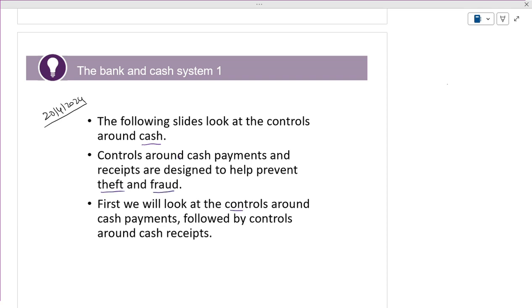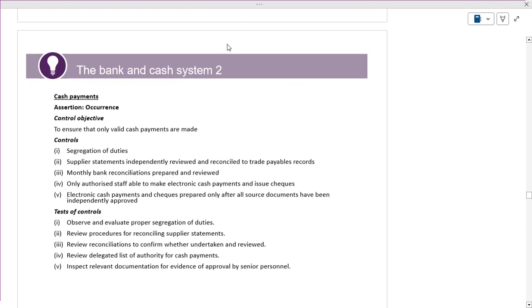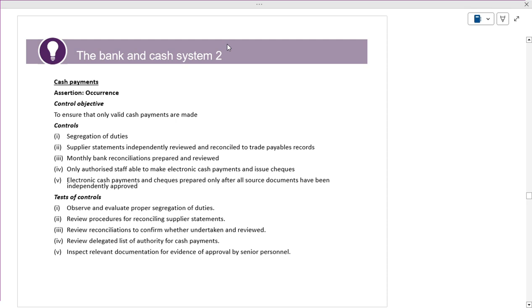We look at the controls of cash payments, followed by cash receipts. When you are paying, what things do we have to undertake and what precautions do we have to take, and when we are receiving, what are the controls and tests of controls. First it is payments, then it will come to receipts. There are two different segments. When you are paying, practically you understand how it is going to work out.